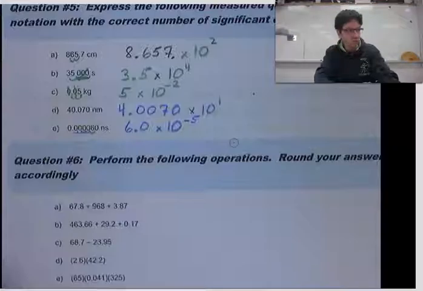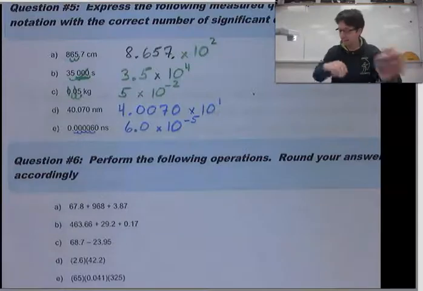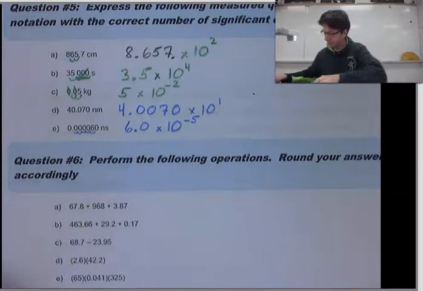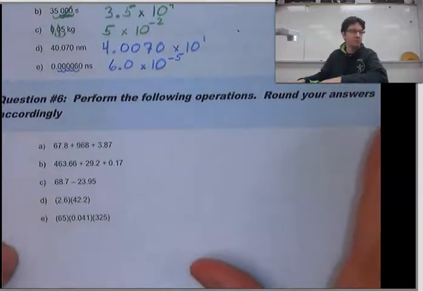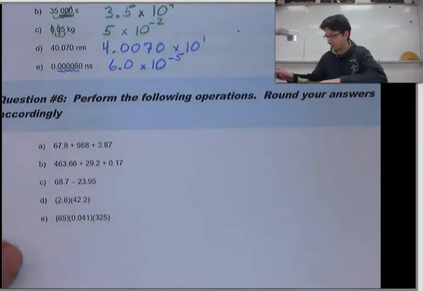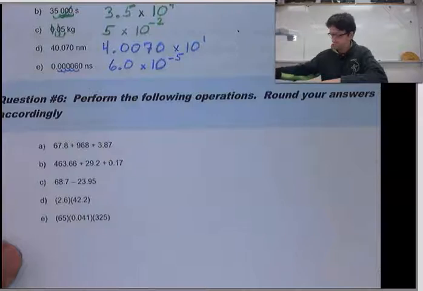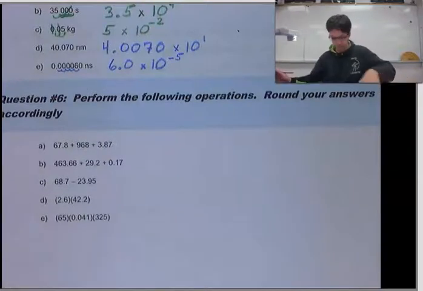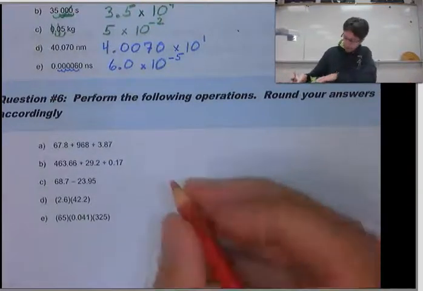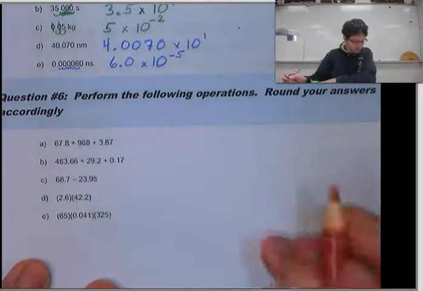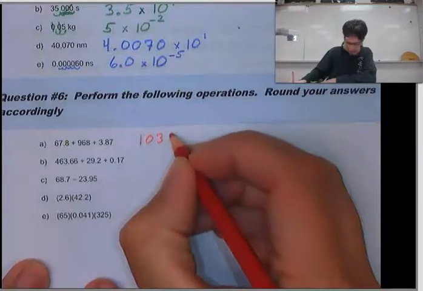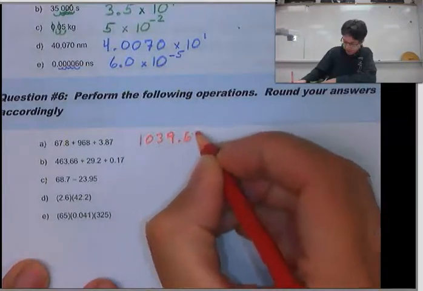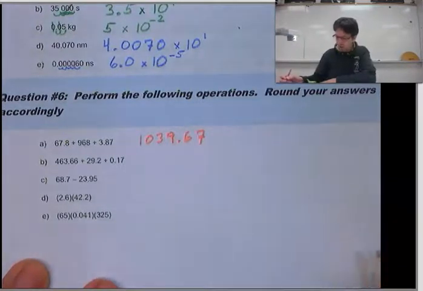So let's try a question back here. We'll look at question 6. Question 6 says, perform the following operations and round your answers accordingly. And you can use a calculator if you like. So the first one, if you just punch in all the numbers on your calculator, you would get 1039.67. But we're not going to use that many digits.